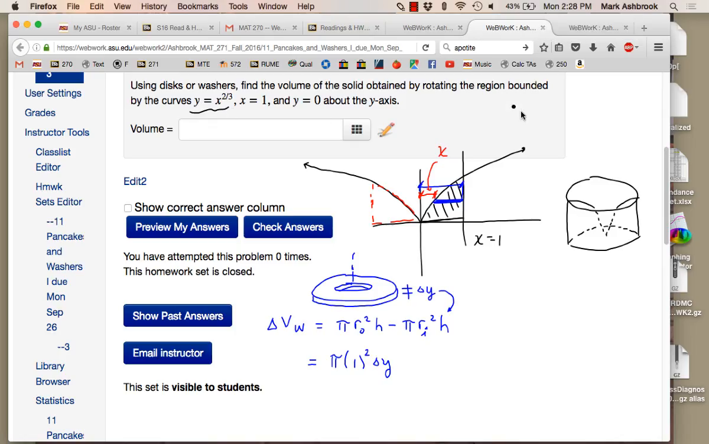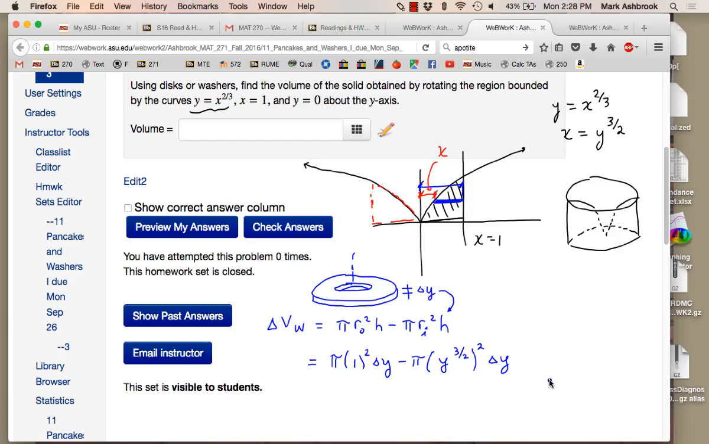We have to solve that for x. So I think that's just x to the 3/2 is equal to y to the 3 halves, right? Is that right? So if y is equal to x to the 2/3, then x is equal to y to the 3 halves. And so that's our x value. So minus pi times radius is y to the 3 halves squared. So there's our volume of our washer.